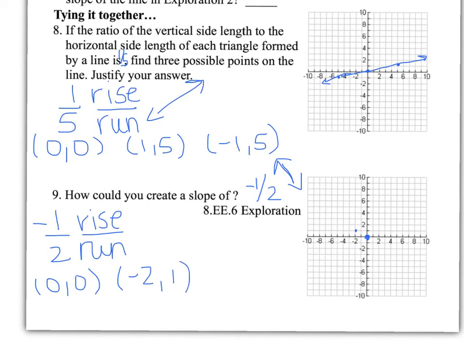And we can go the opposite way. So now we're going to go down 1 and over 2. And that's going to put us at 2, negative 1. And then we can just draw our line.